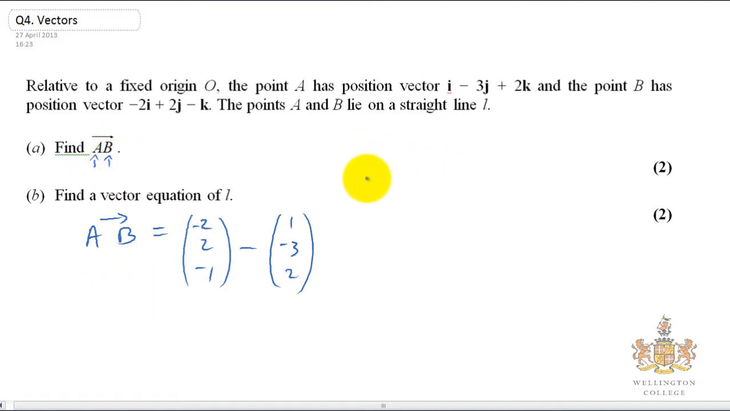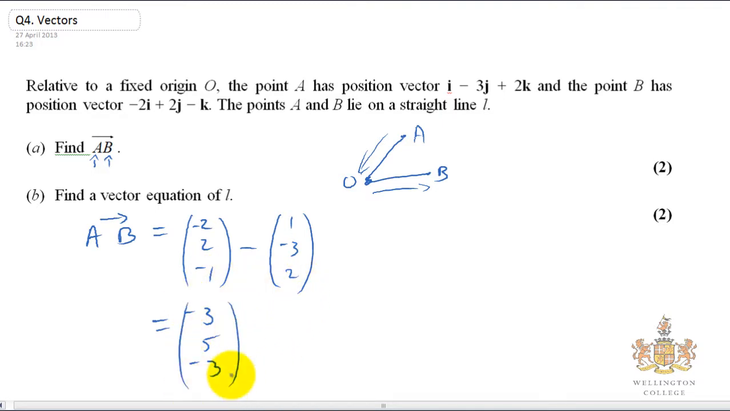If you think about that diagrammatically, there's A, there's B, and there's the origin. So the position vector of A, the position vector of B. The reason why we take away A is because we're going to go that way down AO, and then we're going to go along here to OB. So that's minus OA. So hence we end up taking away the position vector of A. And that gives us minus 2 minus 1 is minus 3, 2 minus minus 3 is 5, minus 1 minus 2 gives us minus 3.